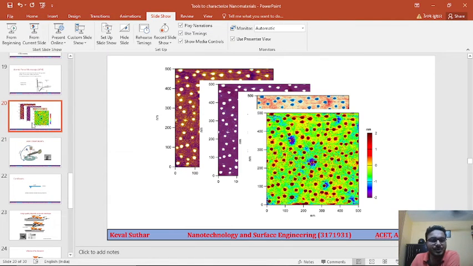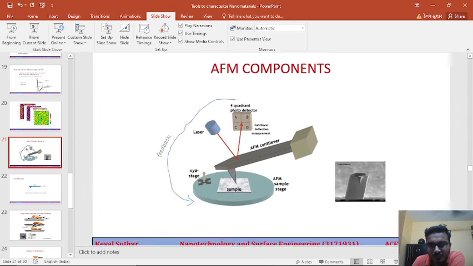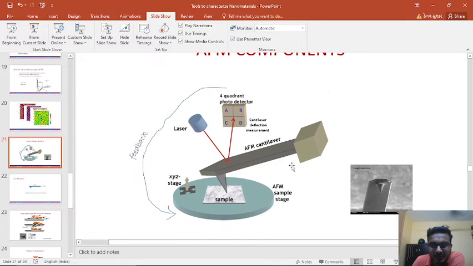So let us continue now. Here these are the AFM components. If you see carefully here, this is the AFM cantilever, and this is the tip of that cantilever, and here we are having this sample, and this elliptical shape is the sample stage.